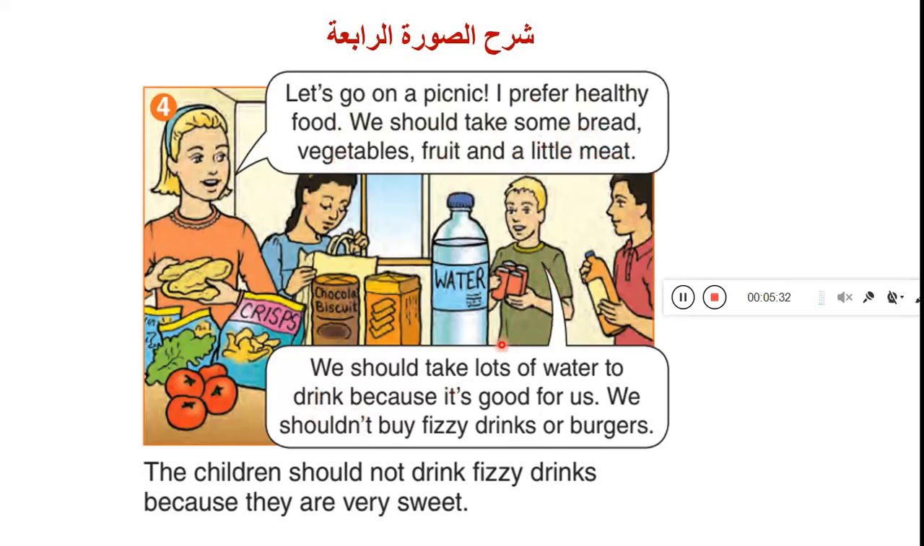هنا Ben, and Ben is saying, Ben يتكلم, we should take lots of water. Lots of water. الكثير من الماء to drink. برضو الwater drink. Because it's good for us. Good for us. جيد لنا. Good for you. جيد لك. Good for us يعني جيد لنا جميعا. We shouldn't buy نشتري. We shouldn't buy fizzy drinks or burgers. يجب أن لا نشتري الفيزي drinks or burgers. زي ما قلنا الفيزي drinks they are very sweet لأنه هو حلوة المذاق جدا.